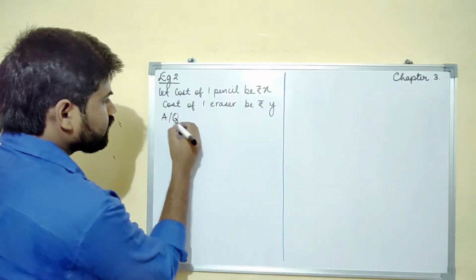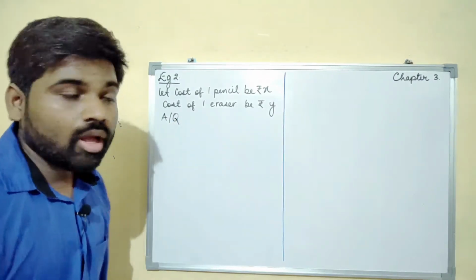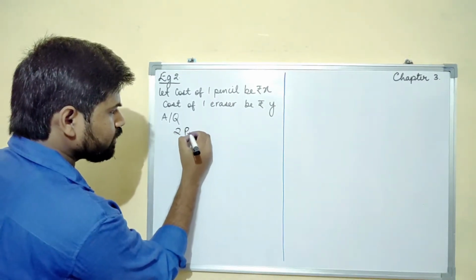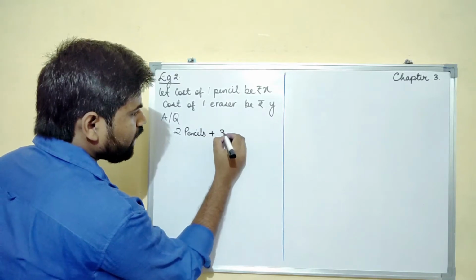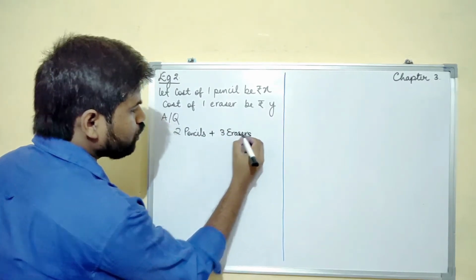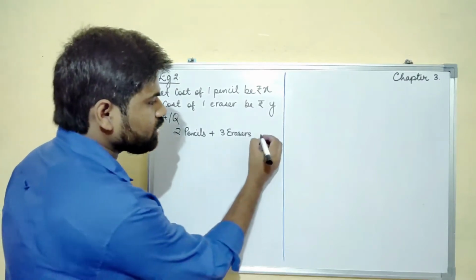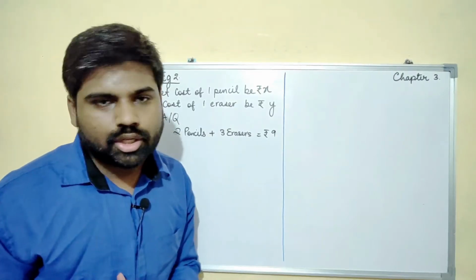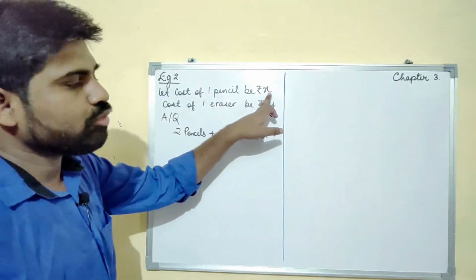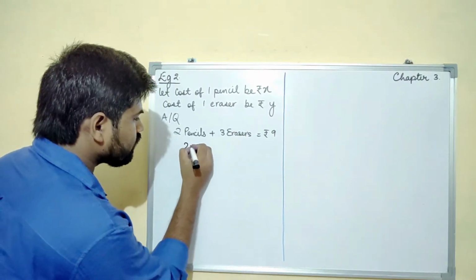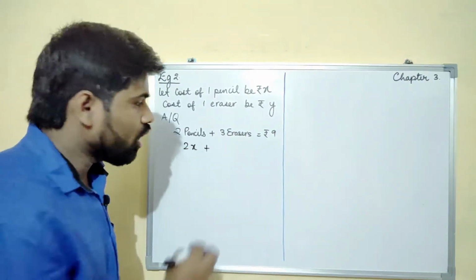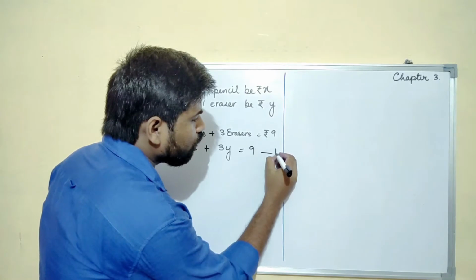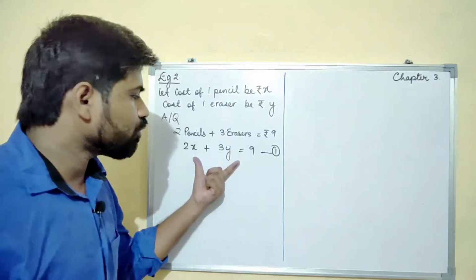Similarly, let us find the equation. According to the question, Romila purchased 2 pencils and 3 erasers for ₹9. So we have to formulate this situation into a linear equation. 2 pencils will cost 2x rupees, plus 3 erasers will cost 3y rupees, equals ₹9. This is your first equation.